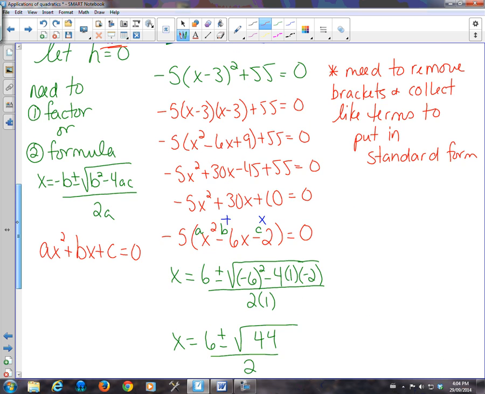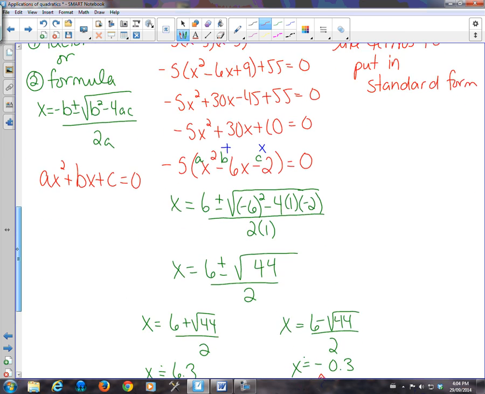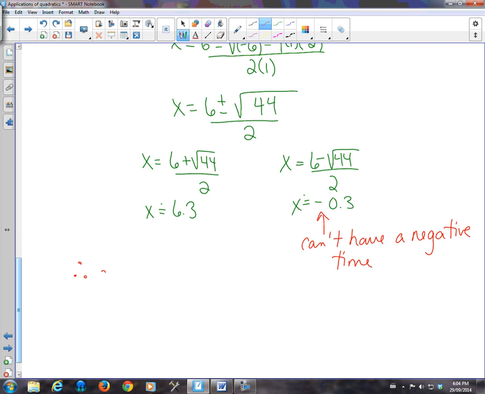Therefore, when does a rocket hit the ground? After about 6.3 seconds, the rocket will hit the ground.